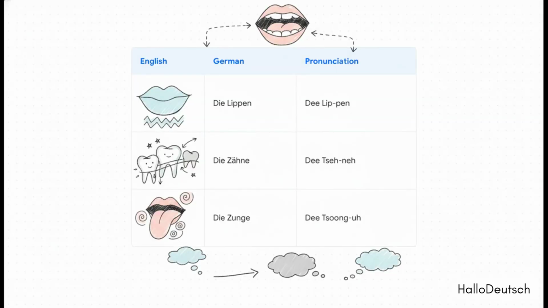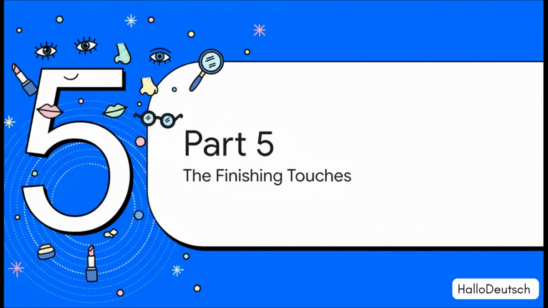And inside the mouth, we've got a few key parts all laid out for us right here. The lips are die Lippen. The teeth are die Zähne. Now that a with the two dots can be tricky. Just think Zähne. And the tongue is die Zunge, die Zunge. Let's say those again just to lock them in. Lippen, Zähne, Zunge. You got it. We are so close. Our face is almost complete. We just need to add a few final details to really finish the picture.